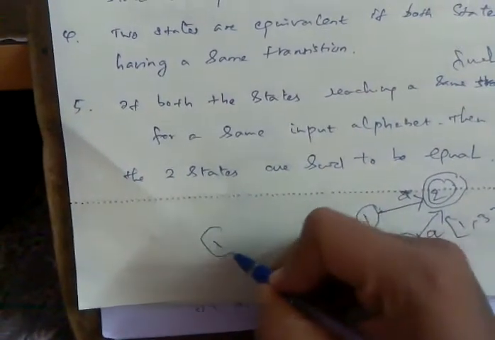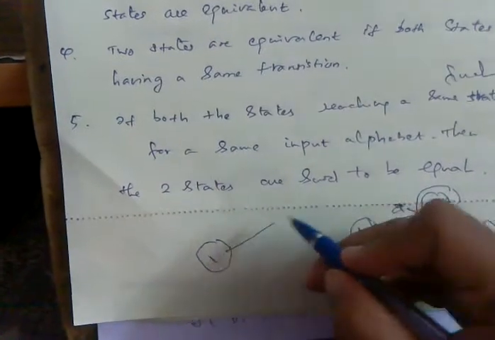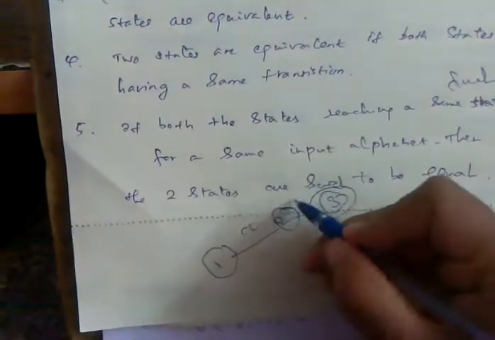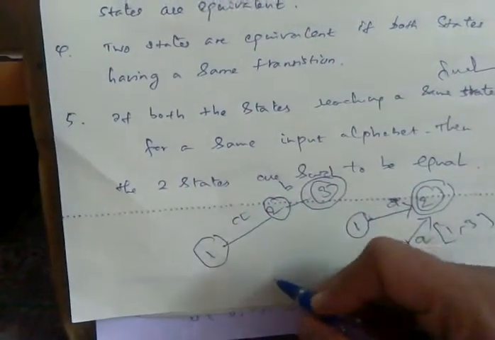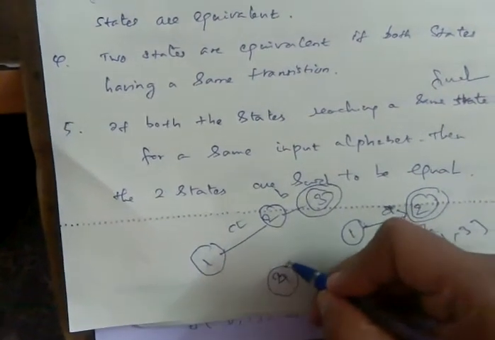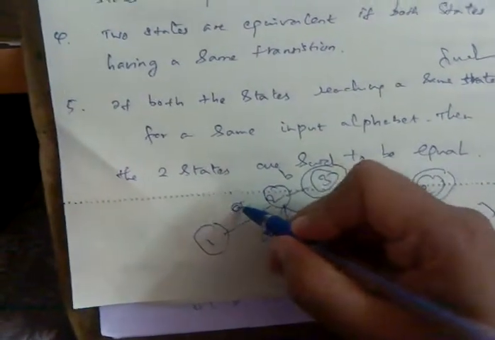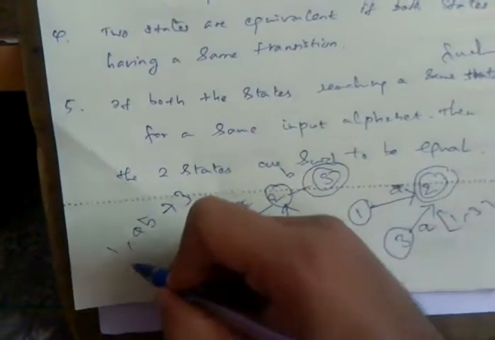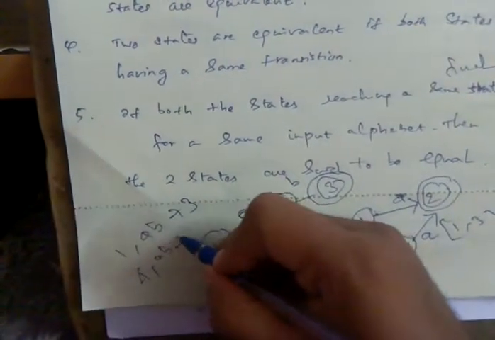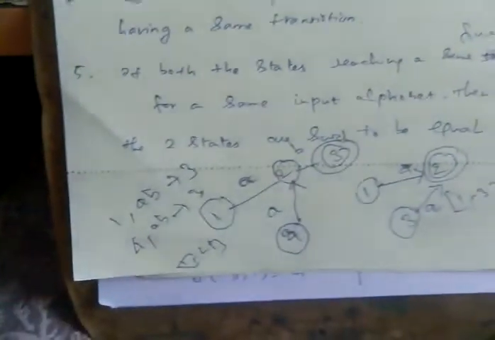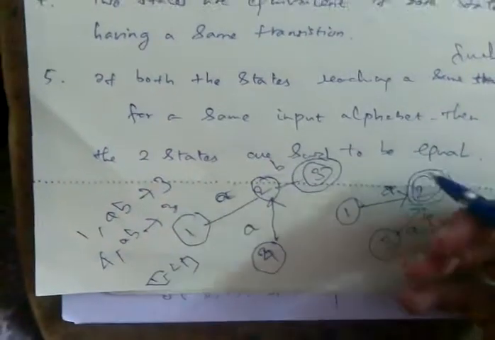Likewise, for example, if 3 is the final state, then 1 on A, B goes to 3, and 4 on A, B goes to 3. So now 1 comma 4 are equivalent. Understood? So likewise we calculate.